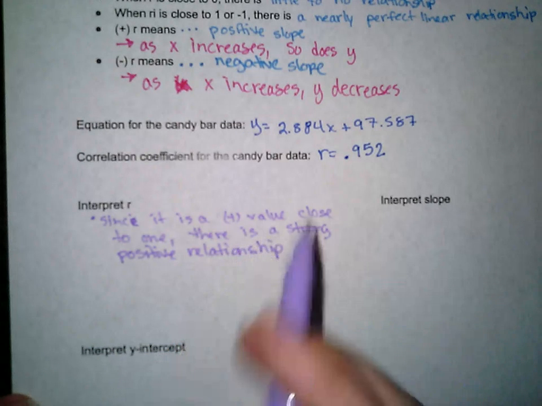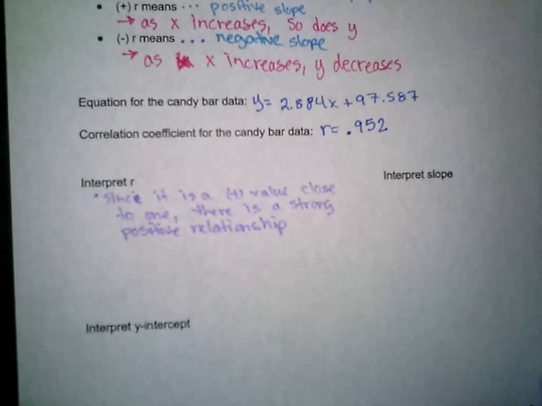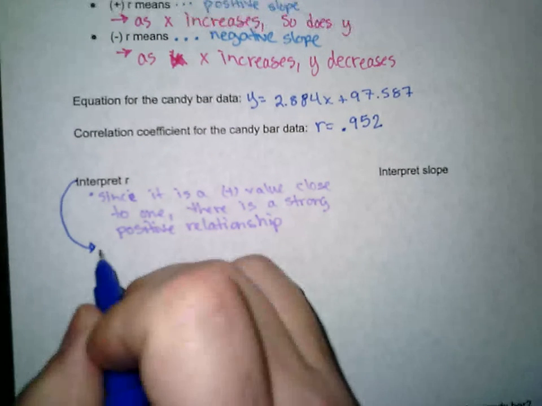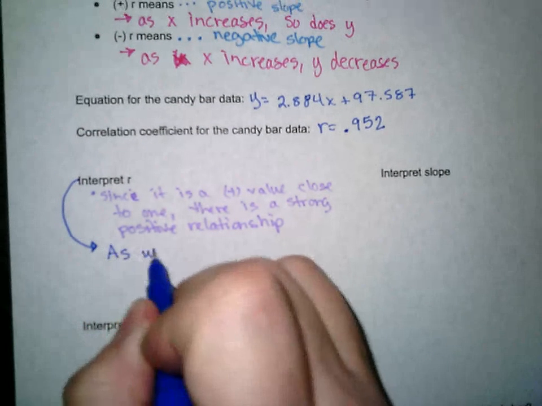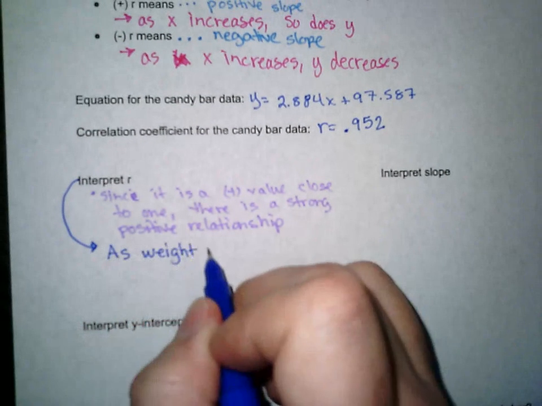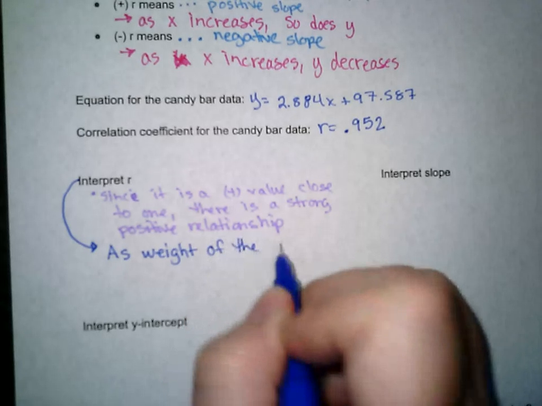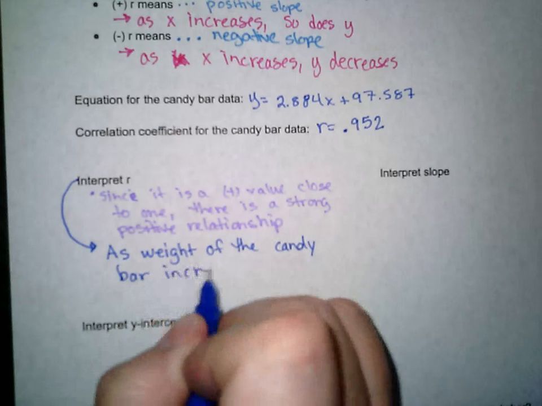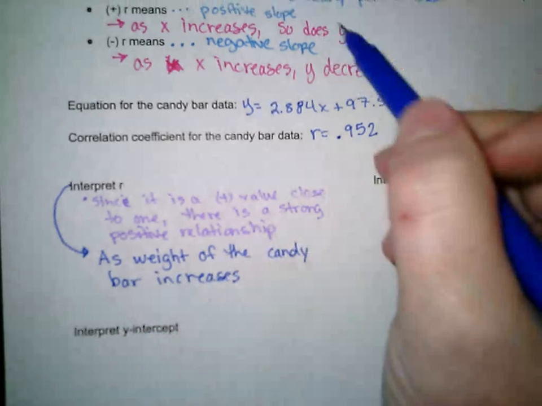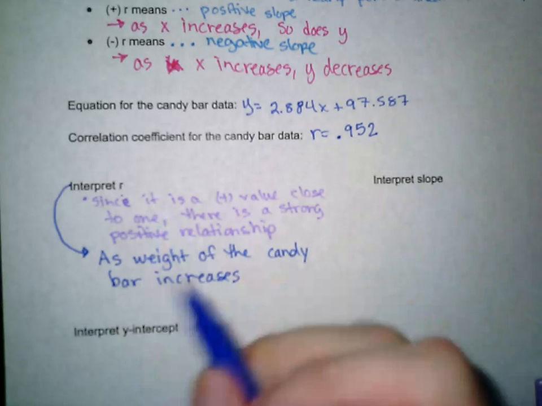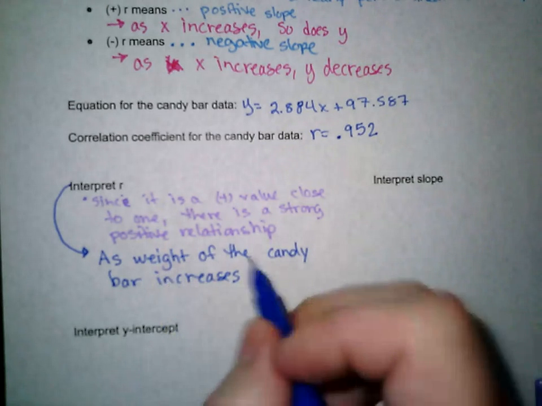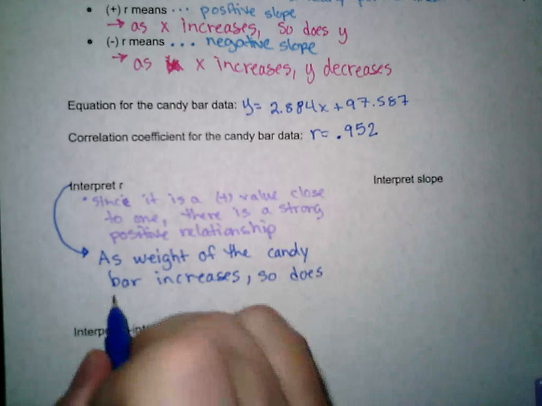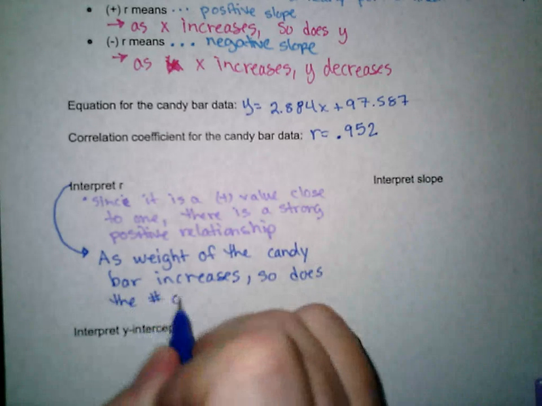But interpreting that in terms of our problem, since it's positive, we would say, as the weight of the candy bar increases, that's the x value, so remember we said as x increases, so does y. So as x, which is the weight of the candy bar, increases, so does y, which is the number of calories.